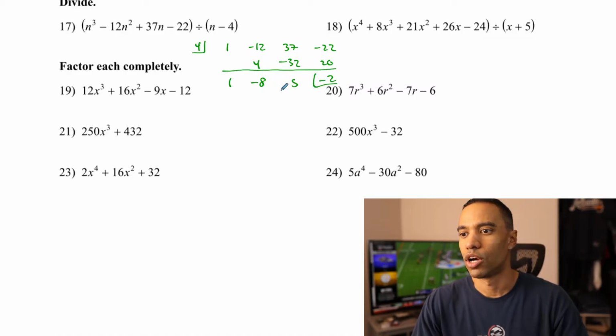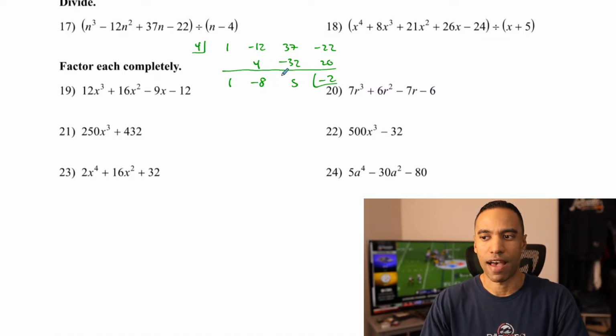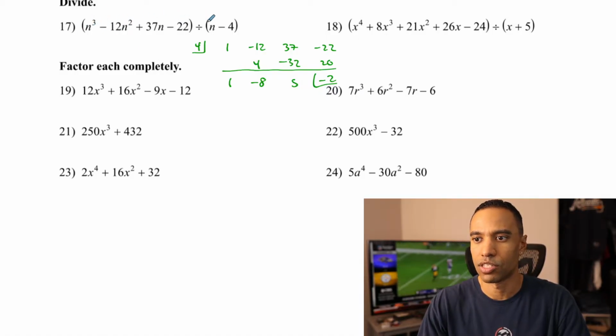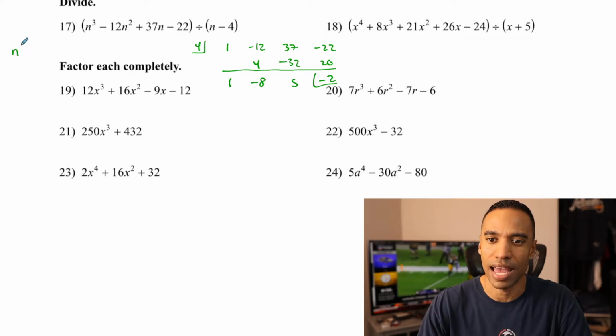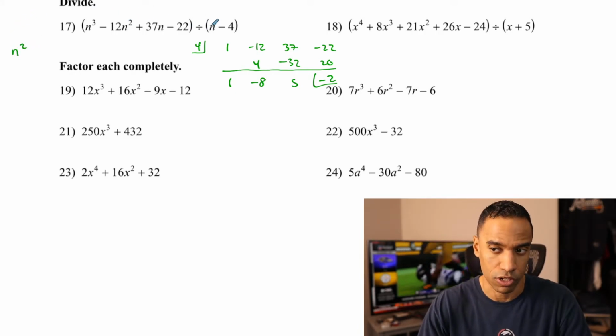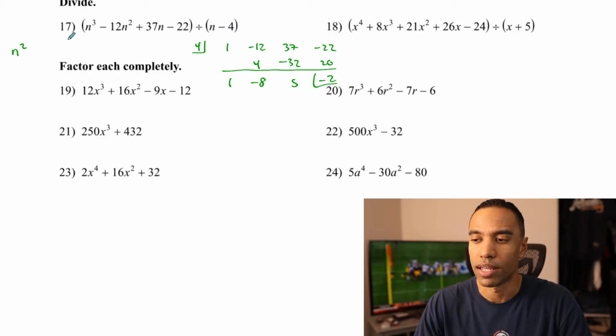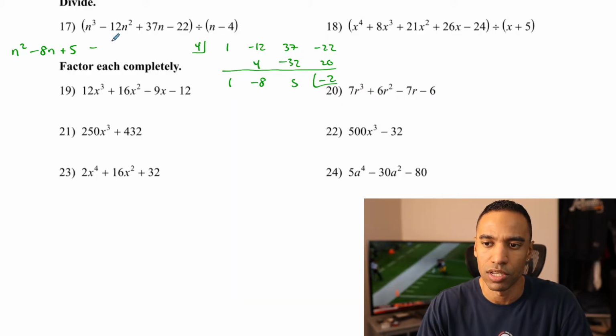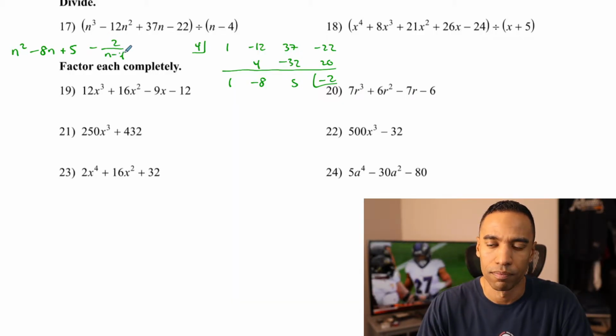Okay. So now this isn't asking if it's a factor or not. It is asking us to divide and write the result of it. So this divided by this equals 1n squared. We go down a degree when we use synthetic division, dividing by a linear factor. 1n squared minus 8n plus 5 with a remainder of 2, or negative 2. So it's minus 2 over n minus 4.